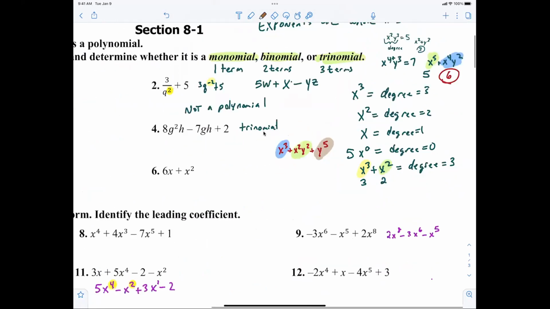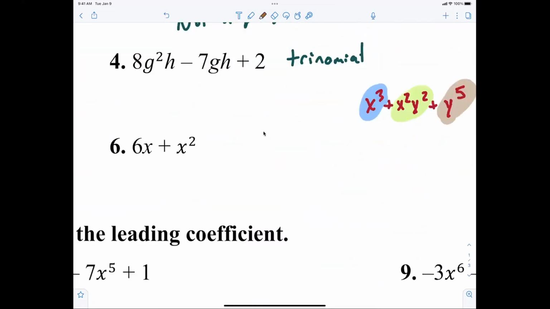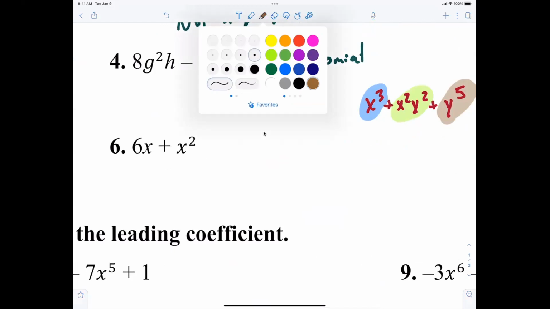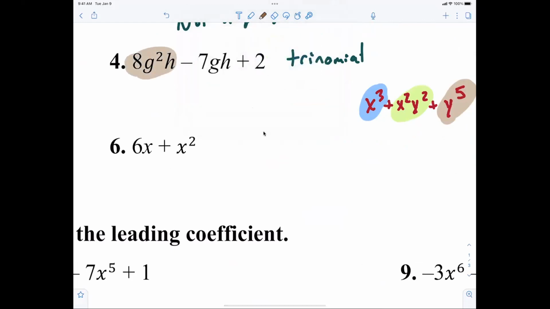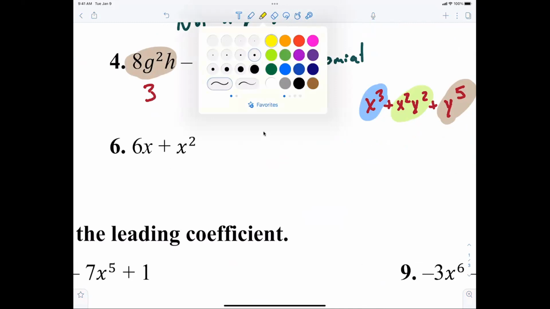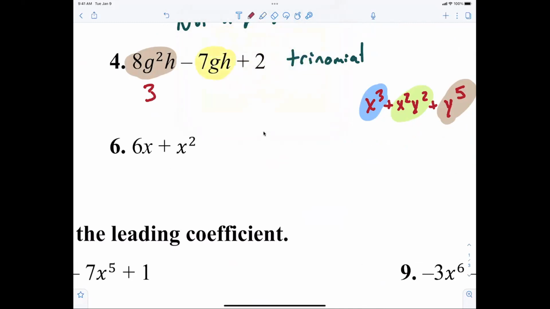All right, but now let's go back. Someone who's been paying attention, what is the degree of this monomial? 3. Thank you for listening. What is the degree of this monomial? 2. What is the degree of this monomial? 0. What's the degree of the trinomial? Right? It's just rules. So you don't have to be smart. There's nothing to it. Just following rules. That's why this was easy.